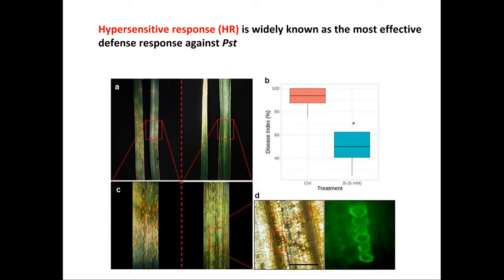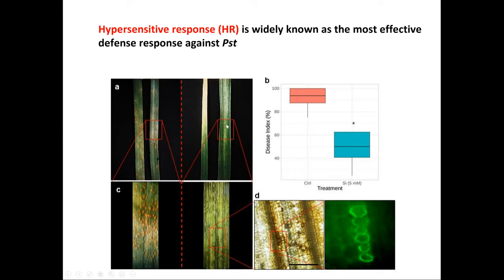Here we tested the effect of silicon application, because silicon is known as a potent plant defense activator in other crops and wheat as well, against a broad spectrum of different pathogens, even necrotrophic pathogens like Botrytis. So we wanted to see if silicon application might be effective in inducing hypersensitive response against PST. And here you can see, I hope the arrow can be seen, this is a very susceptible wheat genotype, Thatcher, which is highly susceptible to PST, at least to the isolate that we were working with.